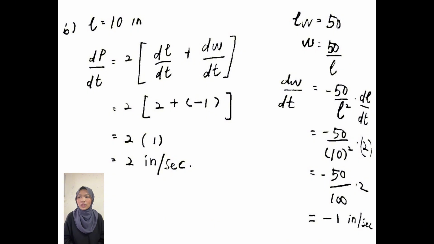For question B, which asks for 10 inches, the solution is similar to question A, but for the L value, we need to substitute the value of 10 inches. And the final answer will be 2 inches per second.